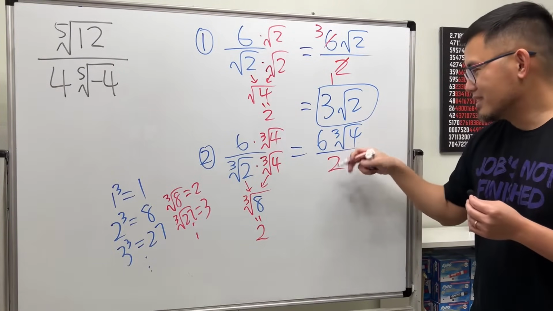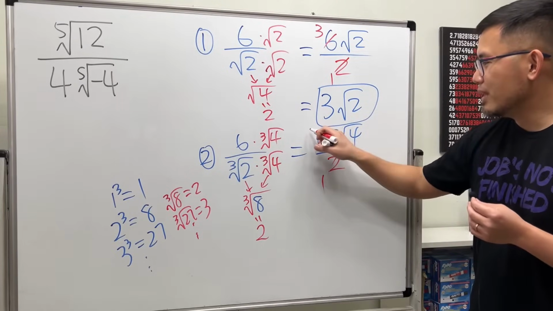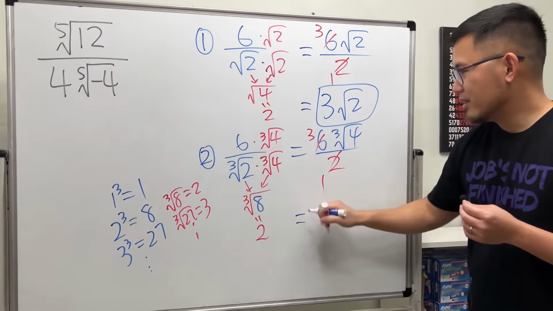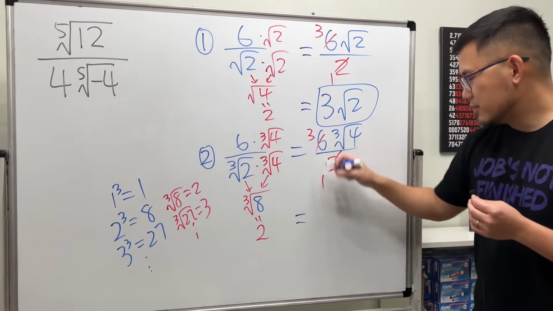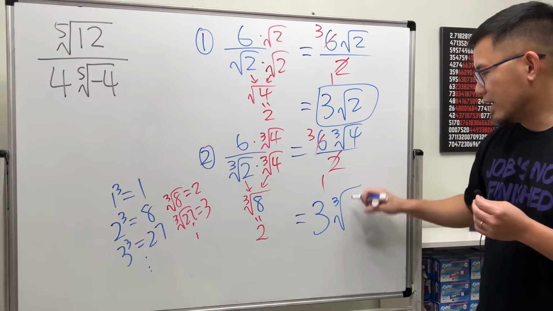And then 6 and 2 can be reduced just like that. 2 goes into 2 one time, 2 goes into 6 3 times. So that will give us a regular 3. This is the cube root, and then we have the 4 right here.